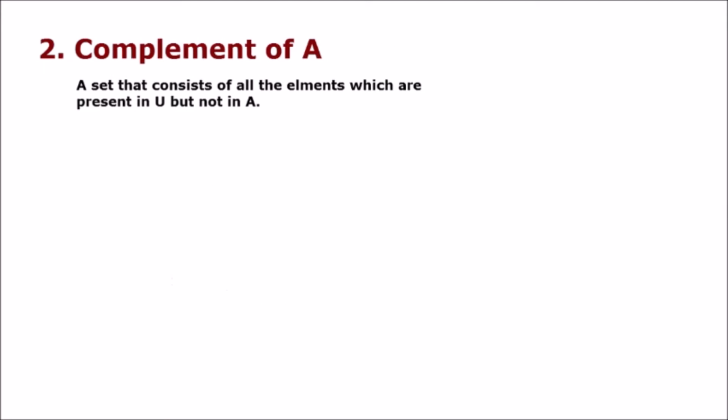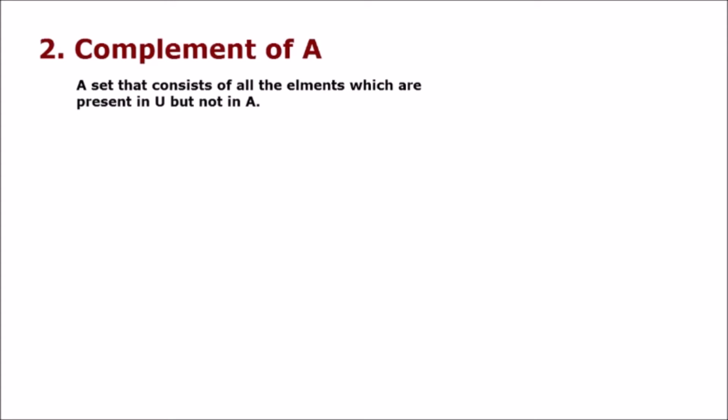Now we come to the second point, complement of a set. So complement of a set consists of all the elements which are present in U but not in A. All the elements of U which are not in A. It looks similar as we have done before, but there is a little difference. I explain with the help of an example.